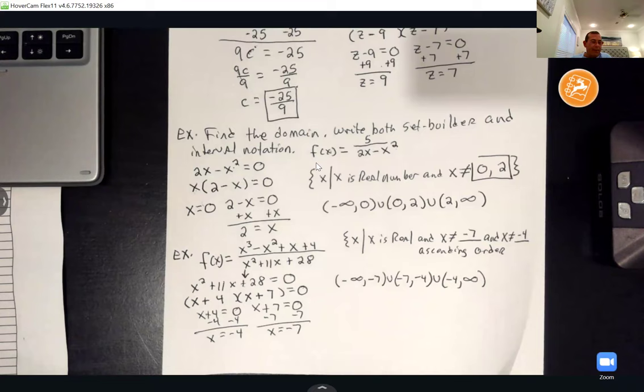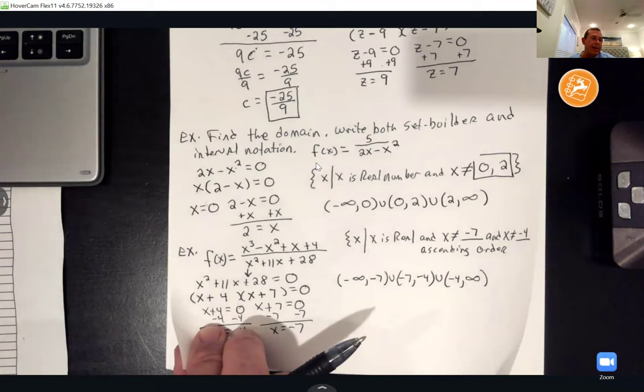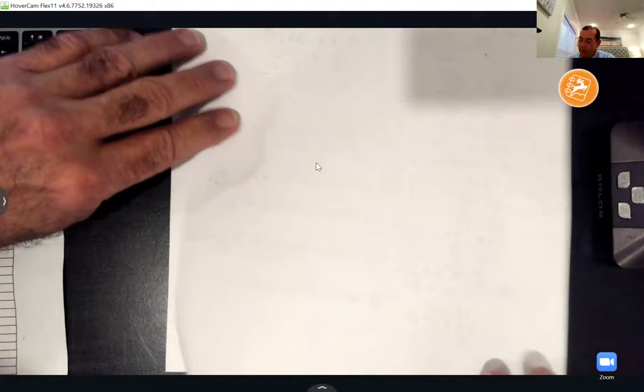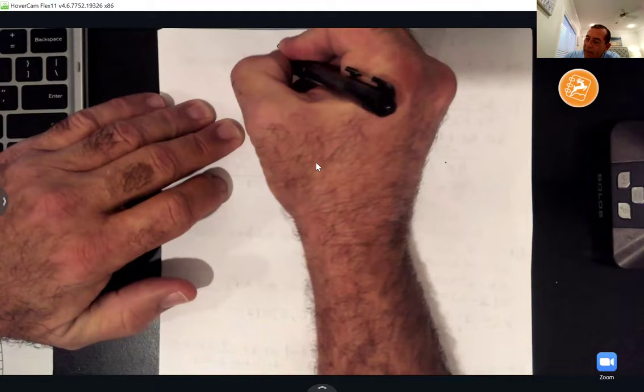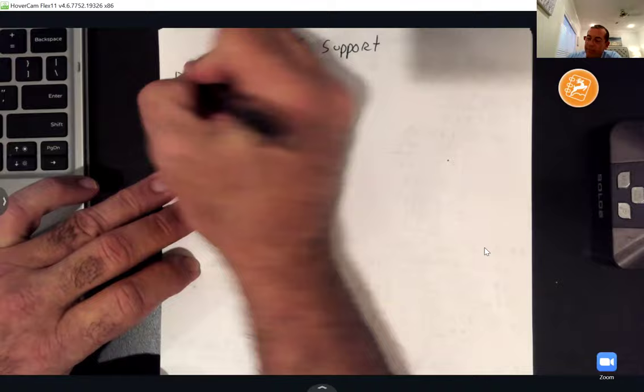Alrighty, y'all, so that's 5-1. It's just really short. So what we're going to do, one more thing, we're going to do 8.5 support. And the reason I did it like this is because it's still factoring. Okay? And y'all, this one only has 3 problems. So they say simplify.